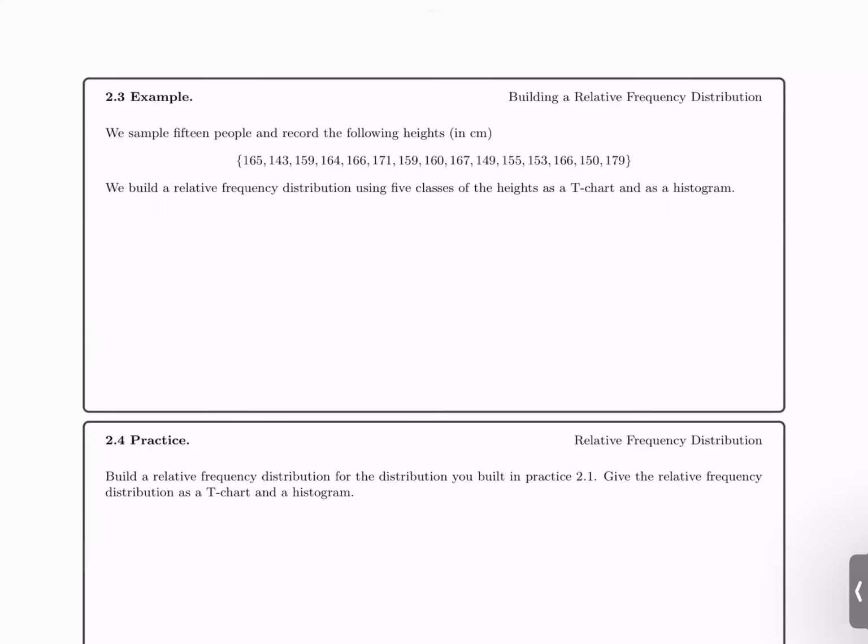Let's take 15 people, of which we have measurements of their heights in centimeters, and build a relative frequency distribution using 5 classes. So we'll do this as a T-chart and as a histogram.